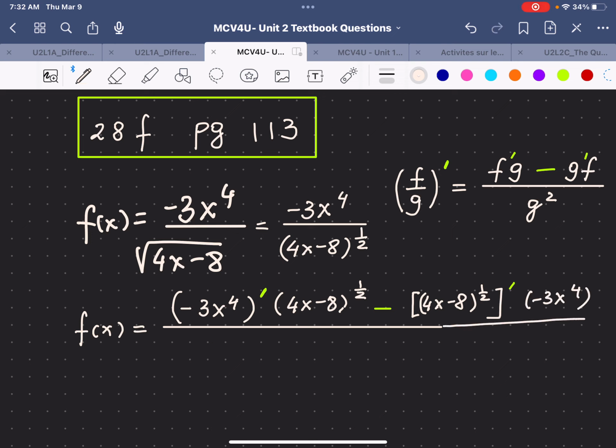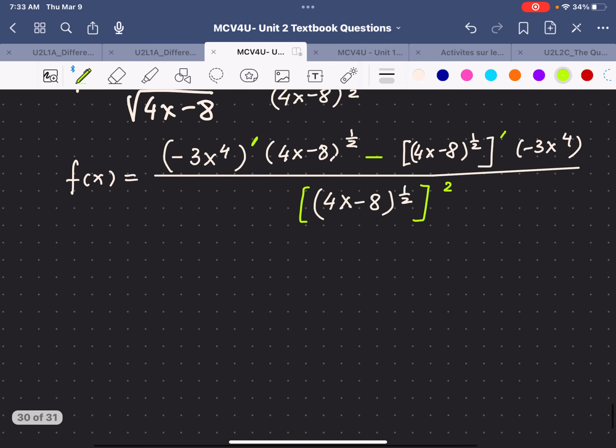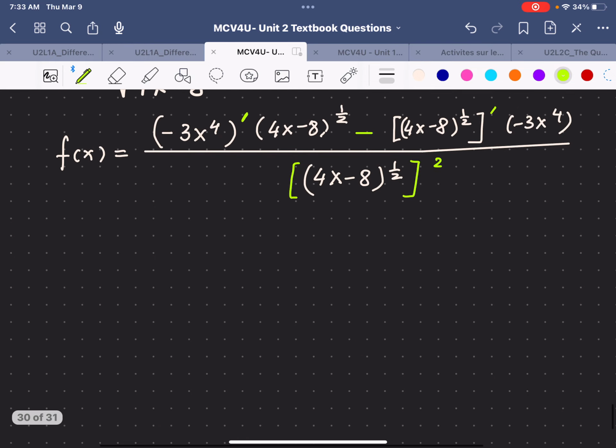And let's extend this fraction line again. All right, and the denominator will become 4x minus 8 to the power of 1 over 2, and that we need to square. So we are going to bring this to the power of 2. So now we start differentiating. Big fraction line, very long one, as long as possible.